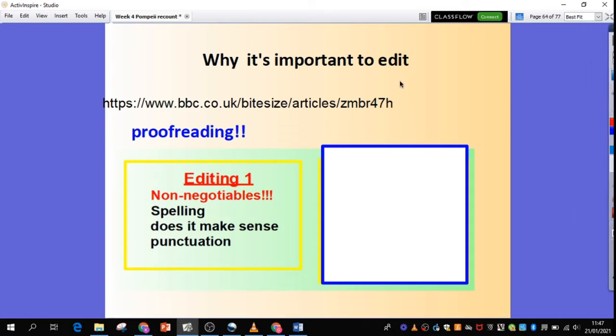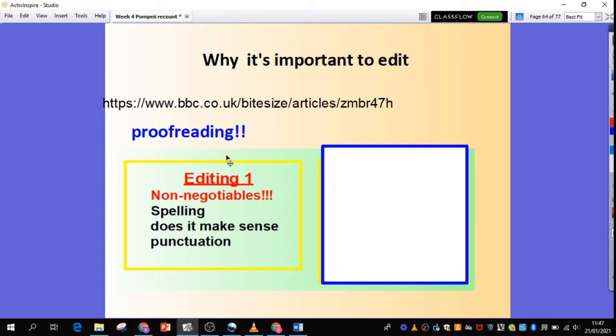I have included in your pack a link to this BBC bite-size clip, and it's very short, only just over a minute long. It tells you why it's important to edit, and it talks about proofreading, which is what you do in edit 1 when you're looking for your spelling. Does it make sense, and does it look at punctuation? Watch this clip and then do your edit 1 following some of the techniques they show you. We're going to think about edit 2 a bit later on.